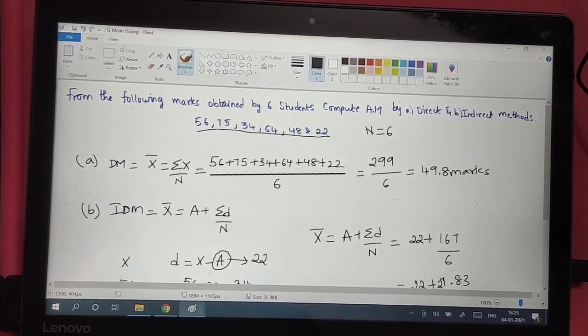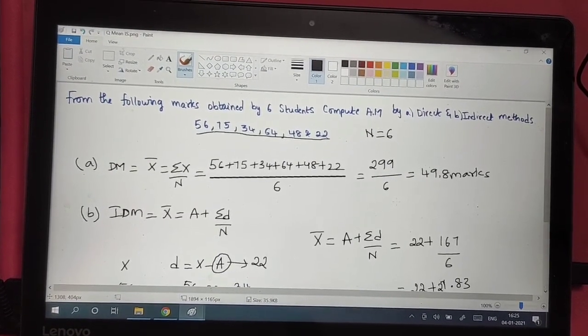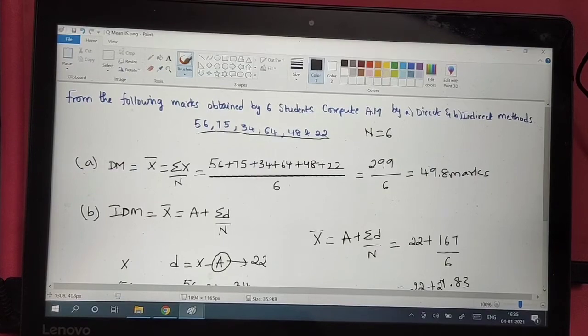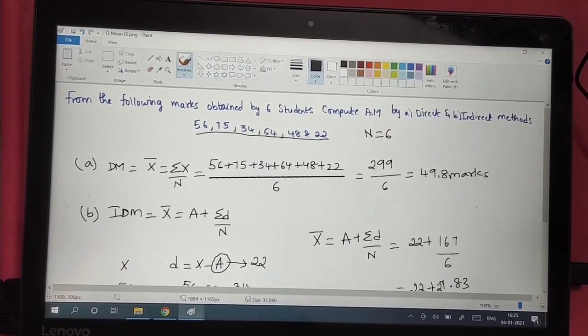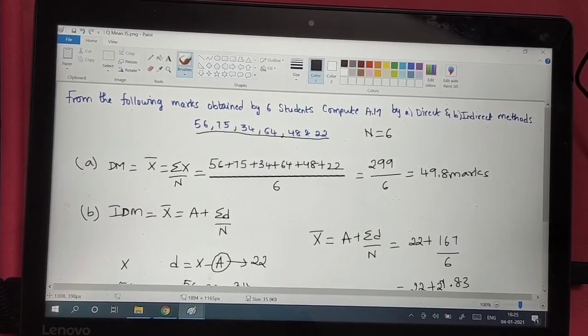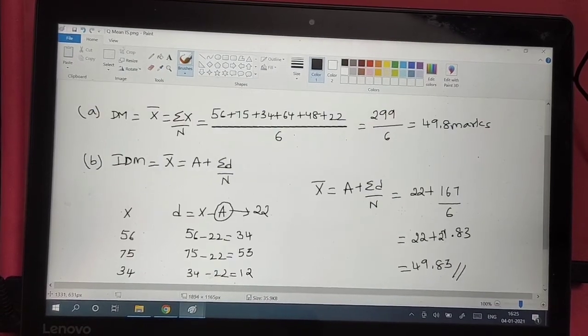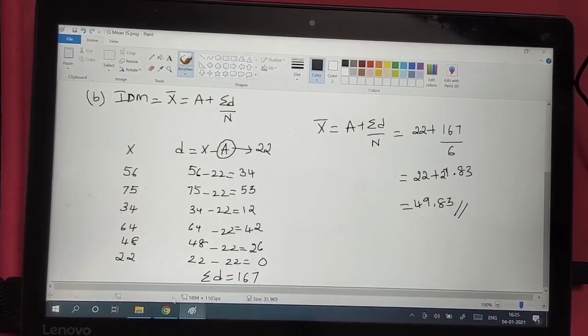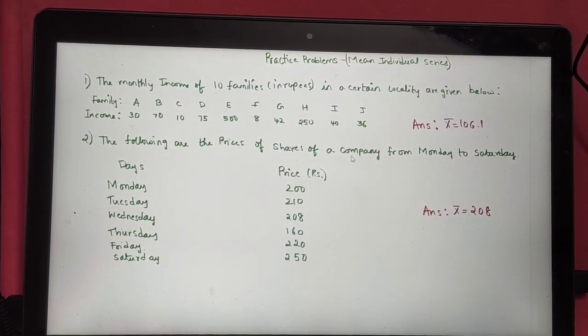So a recap of the formulas: if it is the direct method, you will use the formula sigma x by n, and if it is the indirect method, you will use the formula a plus sigma d by n. So here's the entire calculation. Here are practice problems related to mean of individual series. The answers are given in red ink and you can verify them yourself.